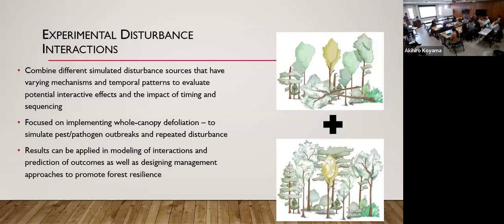One thing I'm really interested in, and kind of where I'm going next, is trying to understand disturbance interactions in forests. So if you have a windstorm plus a defoliation, how does that affect the system and how do those interactive effects work? When do you start to see compounding effects of disturbance?